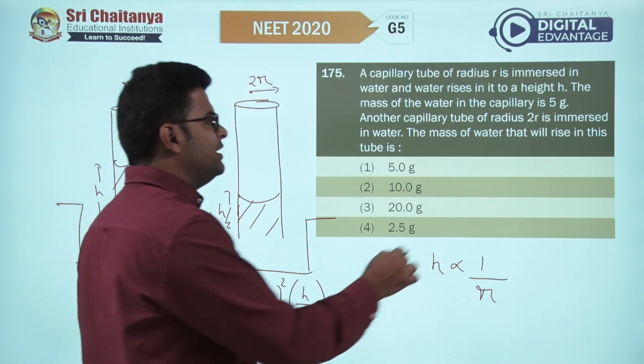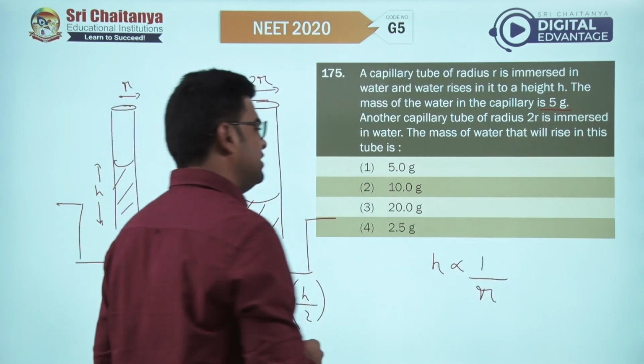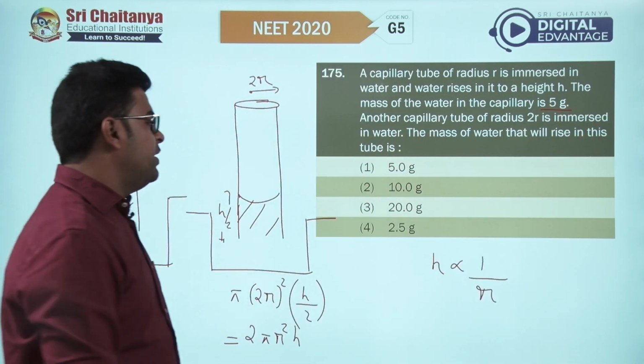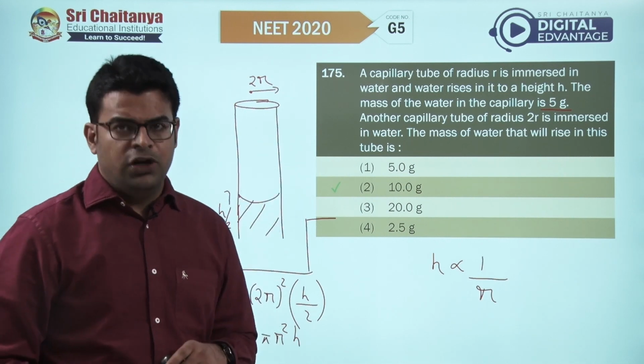So, original mass rising was 5 gram, the new mass rising will be double of it. So, that will be 10 gram, that is option number 2.